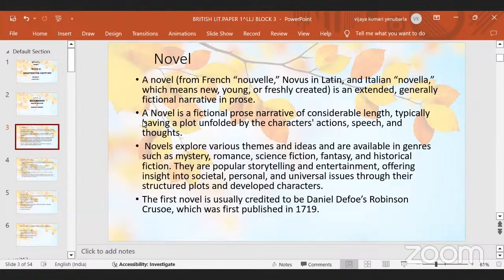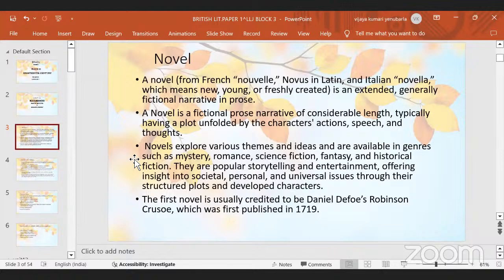That means in any novel, the story is proceeded by the characters' actions. There is a slow development of the action, and the characters will be developing by their speech, their actions and their thoughts.